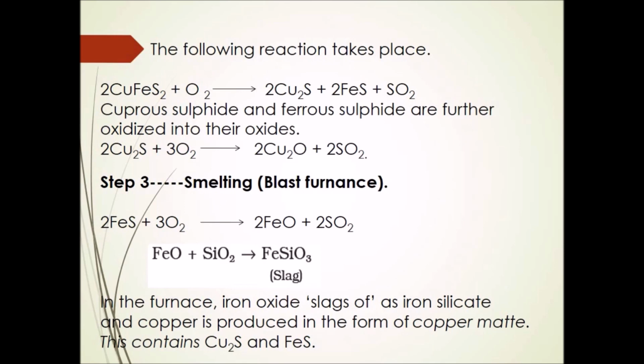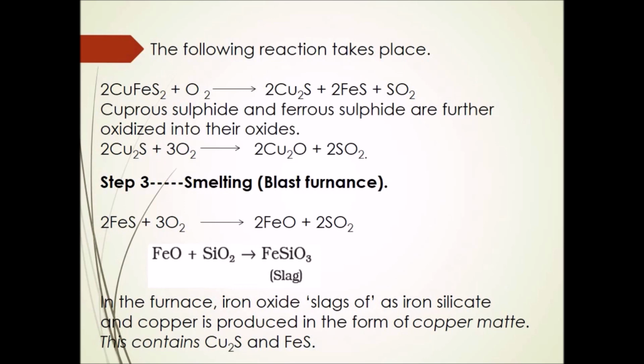This iron sulfide, being highly reactive, is immediately converted into its oxide. That is, it forms ferrous oxide with the release of sulfur dioxide gas. This ferrous oxide now reacts with silica. Silica is nothing but SiO2, forming iron silicate slag. Now, this molten slag and the remaining cuprous sulfide collect at the base of the furnace in two layers. The upper layer is slag and the lower layer is called matte, which contains cuprous sulfide and a trace of ferrous sulfide.